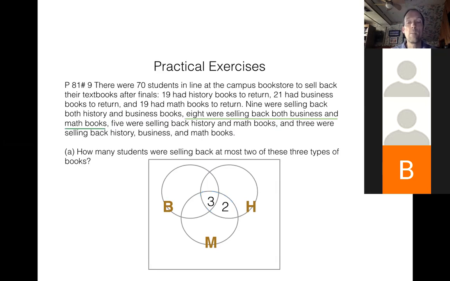8 were selling business and math. When we go to the Venn diagram, we're going to be thinking about what's that region that's business and math books, and it's going to be this shape right here. We're at Ariel, number 13. So Ariel, what number do you think is going to get penciled in there this time?